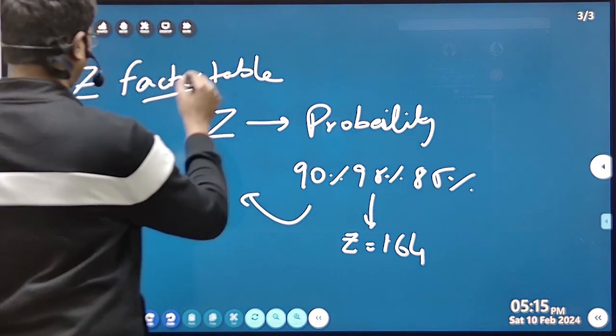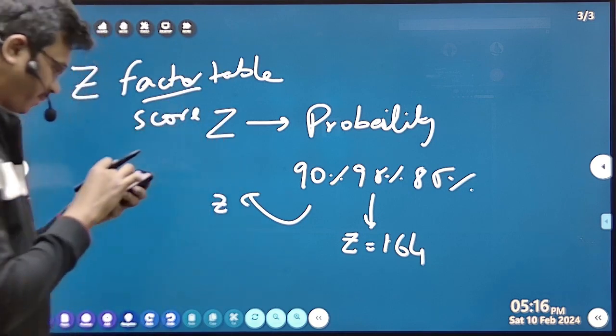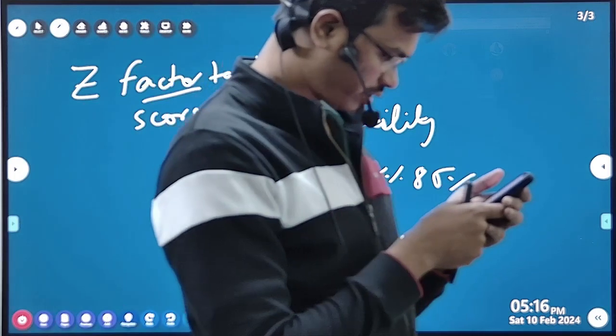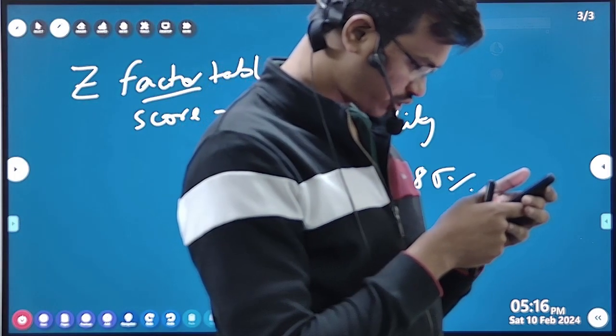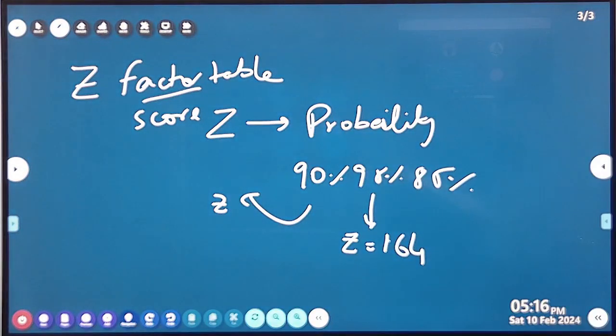Z factor or Z score table. I did not have the projection of it, but I'll show it to you. So this is the table.